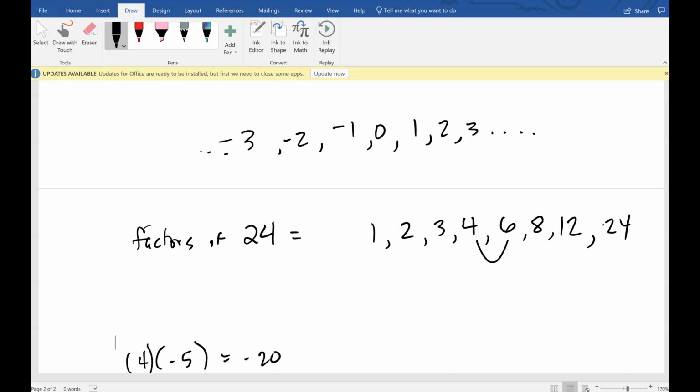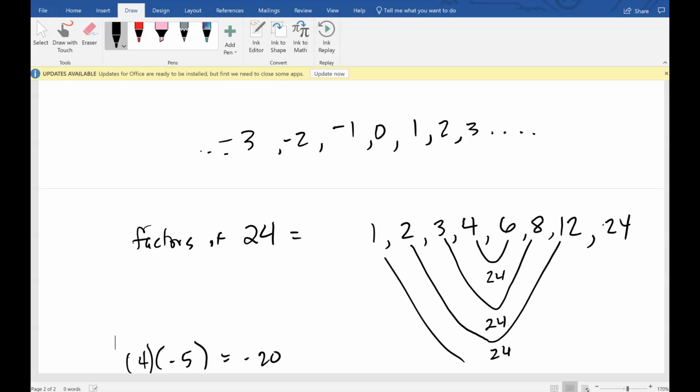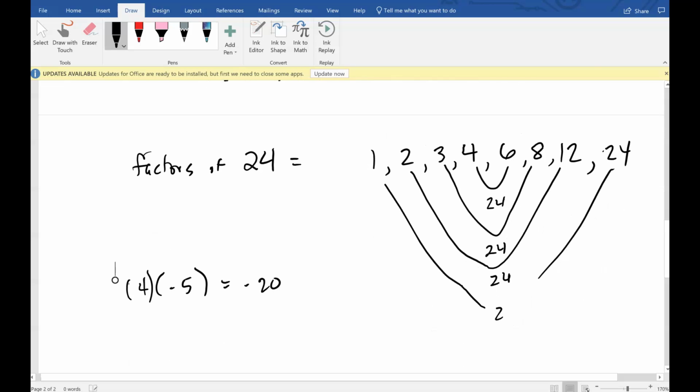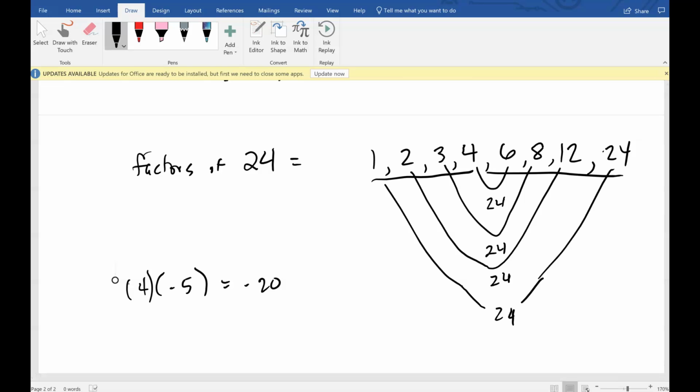Remember, 4 times 6 is 24. 3 times 8 is 24. 2 times 12 is 24. And finally, 1 times 24 is 24. So this list of 8 numbers are the factors of 24.